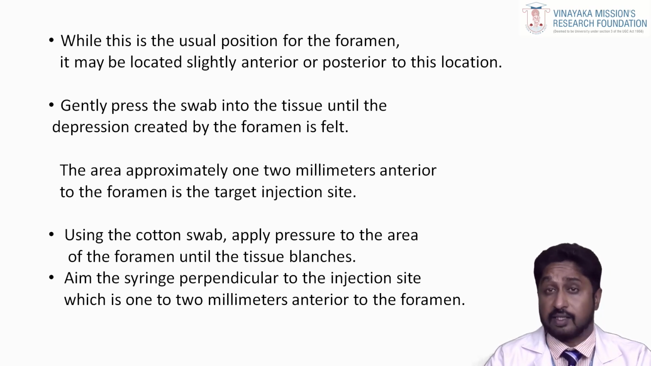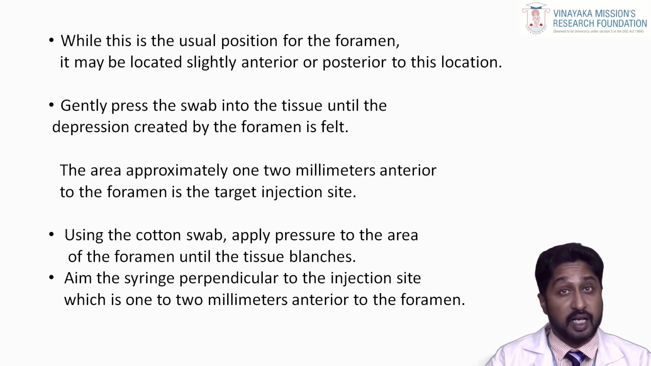When you do it like this, the same way on that particular foramen area, when you press over it, you will find blanching. Blanching means that it becomes slightly whitish over that particular area. So that will be a sign. Aim the syringe perpendicular to the injection site, which is 1 to 2 millimeters anterior to the foramen. Only 1 to 2 millimeters anterior to the foramen you have to give, not directly to the foramen.